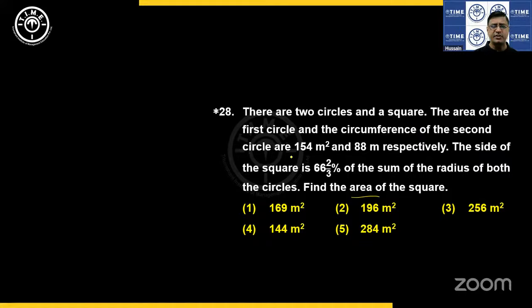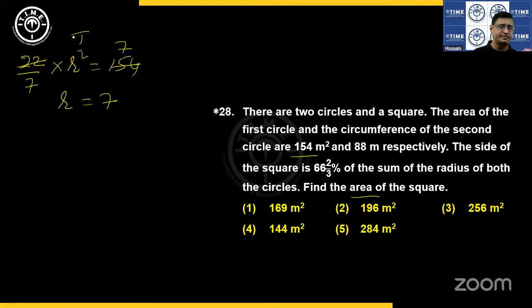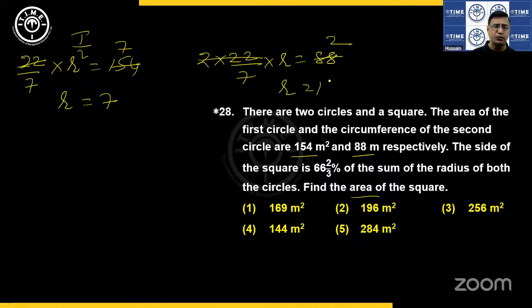First circle area is given 154. Area pi r square, 22 by 7, r square is equal to 154. 22, it goes exactly 7 times. R is equal to 7. That is the first circle. Second circle circumference is given, 2 pi r. 2 into 22 by 7 into r is equal to 88. 2 into 22, that is 44. 44 goes 2 times in 88. The value of r is equal to 14. Sum of these radii, that is 7 plus 14, that is 21.